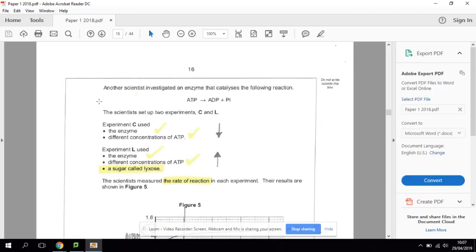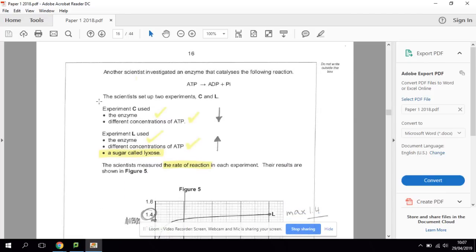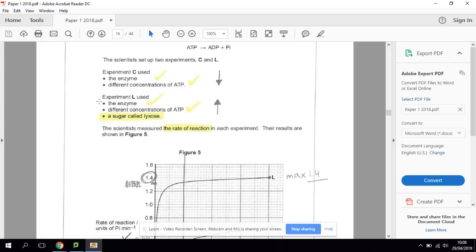Okay. So next we've got the investigation, an enzyme that catalyzes the following reaction, and this is the hydrolysis of ATP. And the scientists set up 2 experiments, C and L. So C is with the enzyme with different concentrations of ATP. L is exactly the same, with enzyme and different concentrations of ATP, but what's different? They've got a sugar called lactose. So the scientists measured the rate of reaction in each experiment, and the results are shown here.